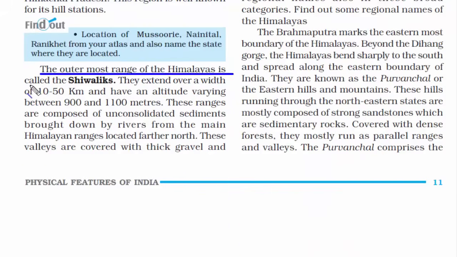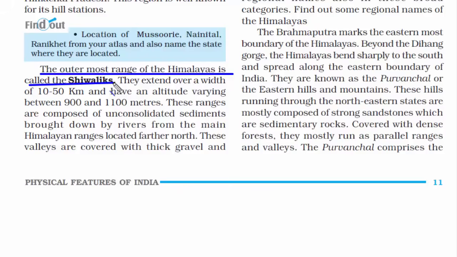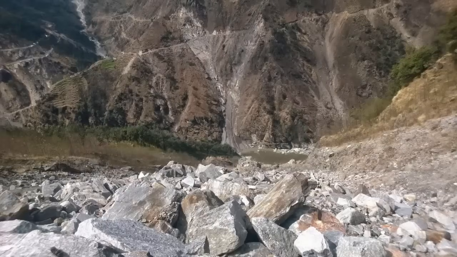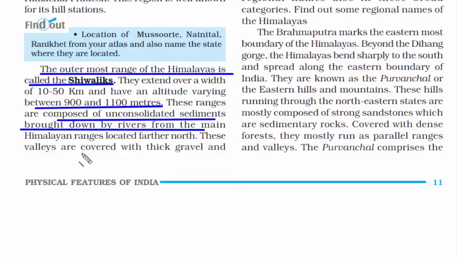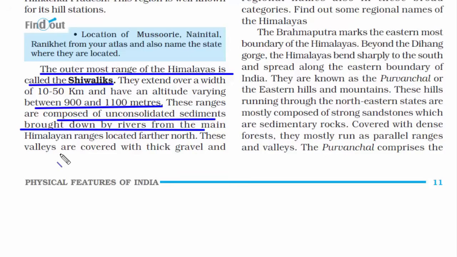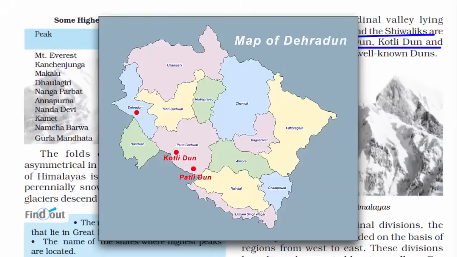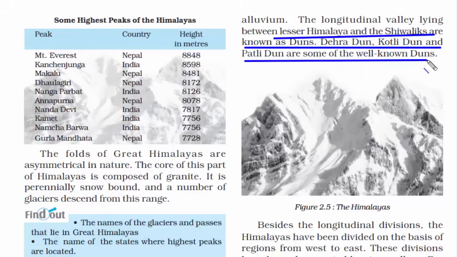And the last and third part of the Himalayas, the outermost range, is called the Shivalik. The width of this range is 10 to 50 kilometers, and the heights of the peaks in this region are very low, 900 to 1100 meters. In this range, you will find mostly sedimentary rocks brought down by the rivers from the main Himalaya. As fast flowing rivers come from the top, they come with full pressure and bring huge chunks of rocks and boulders with them. This range is also rich in alluvial soil. Some famous duns like Dehradun, Kotli Dun, and Patli Dun are present in this range. So this was all about the three important ranges of the Himalaya.